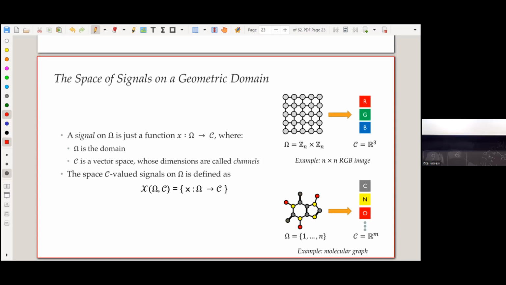And as I told you, we can do this also for graphs. In this example, the geometric domain is the set of numbers from 1 to n. This is an arbitrary labeling of the atoms, or the nodes, in this graph. And the function is a function in Rm, where m is the number of possible types of atoms that can appear in this molecule. So you are trying to predict, for each node in the graph, which kind of atom there is.